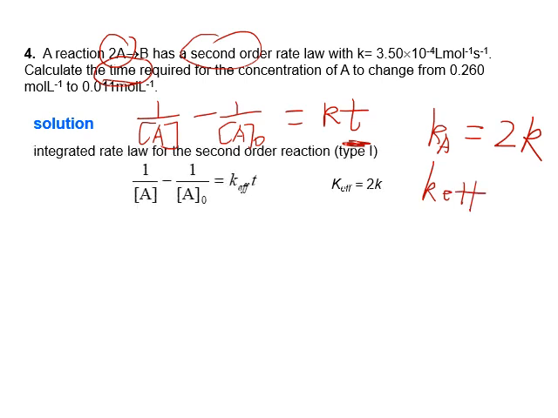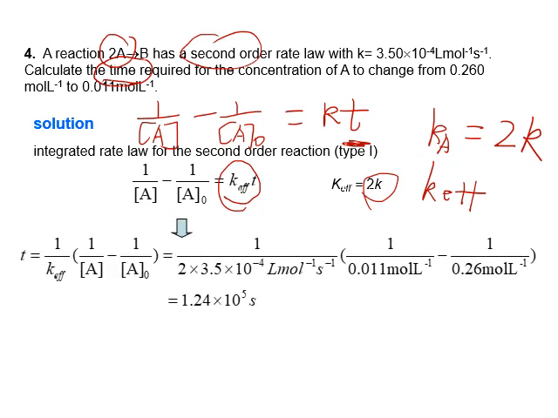All right, so everything else is the same as we derived in class for the second order reaction. The only difference is the K. You need to multiply by 2. And therefore time can be calculated. The only thing you need to pay attention to is 2 times the K constant, and then 1 over the final concentration minus 1 over initial. That gives you 1.24 times 10 to the 5 seconds.